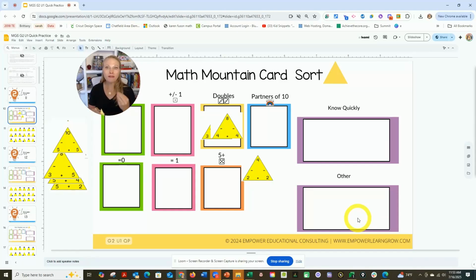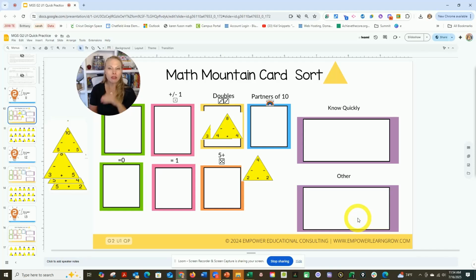Now, norm them. When they're saying the answer like 3, that's great. If they got it wrong, they need to restate all the facts in the family. So if I didn't say 3, let's say I said 2, and I look and see, oh, it's 3. I would say 4 plus 3 equals 7. 7 minus 4 equals 3. I'm going to go in either direction.